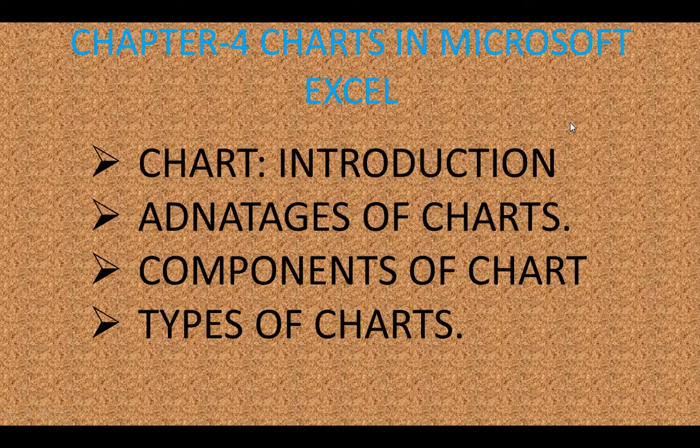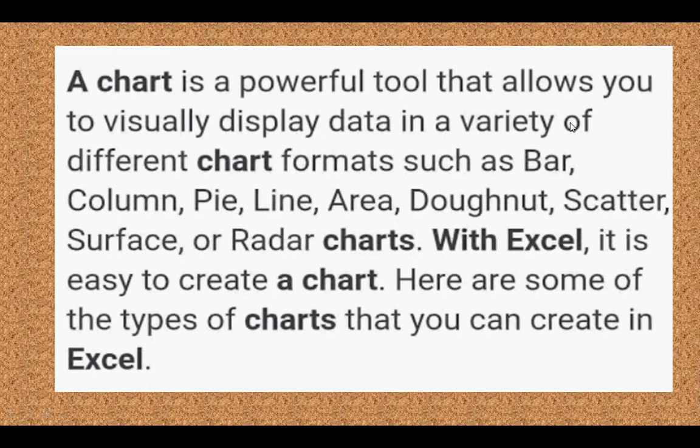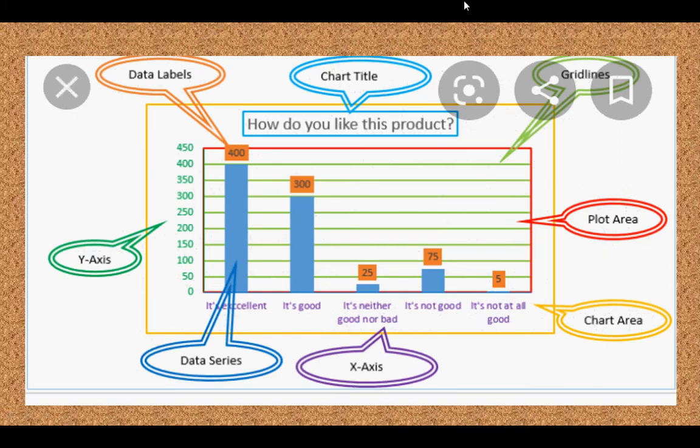Now, components of a chart. We have studied the components of charts. What were the components? These are the components of a chart: chart title, data labels, plot area. This whole is called the plot area. The plot area is a rectangular area bounded by two axes. What are those two axes? The x-axis and the y-axis. This area, on which the x-axis and y-axis are given, is called the plot area.